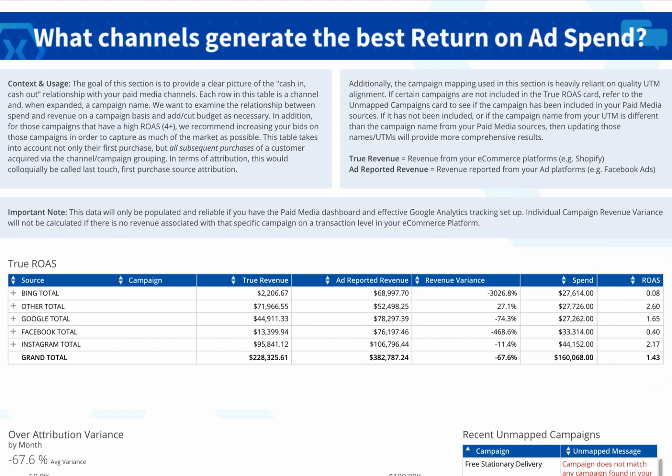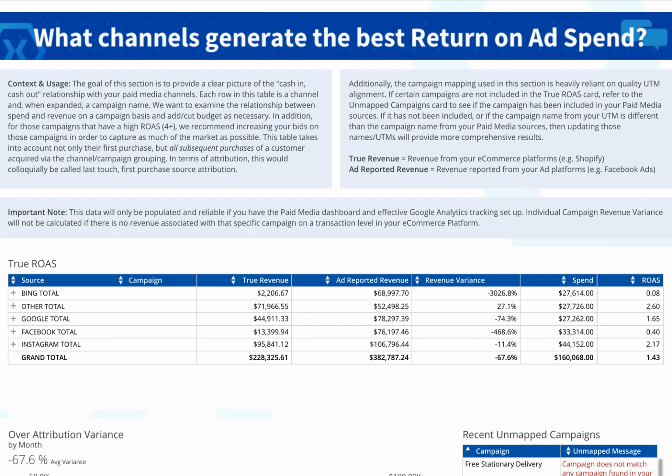Now, one of the biggest problems that we see with our e-commerce clients is the issue of over-attribution amongst their ad platforms. Many times, multiple ad platforms will claim credit for the same customers' purchases because they have inaccurate or siloed attribution models. However, because we extract the raw data from each platform, we're actually able to drill down to show you how much of a variance there is between your ad platforms and what they're reporting and what's actually being collected.